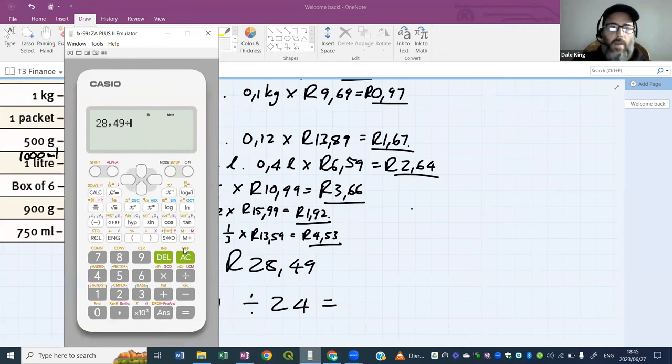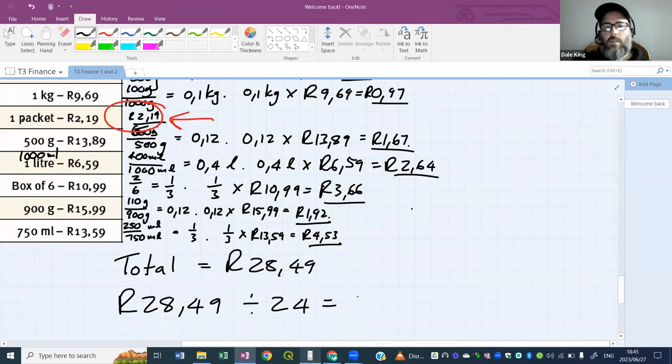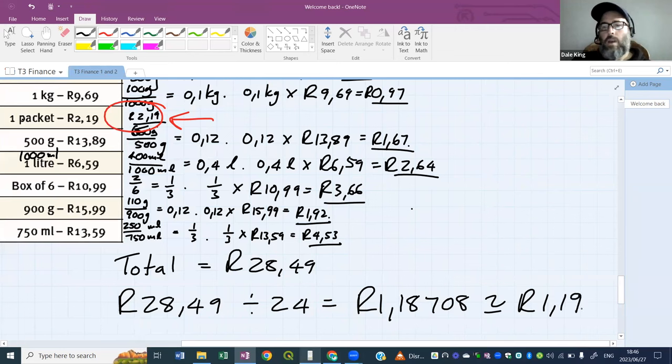28.49, and divide that by 24. 1.18708. If I round this off, that'll be 1.19. Okay. Very good, guys. Well done.